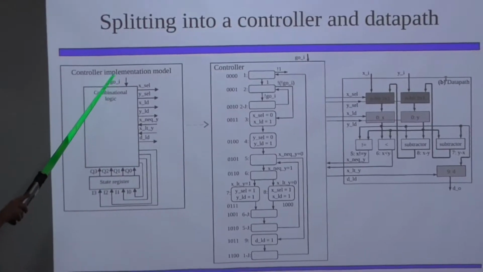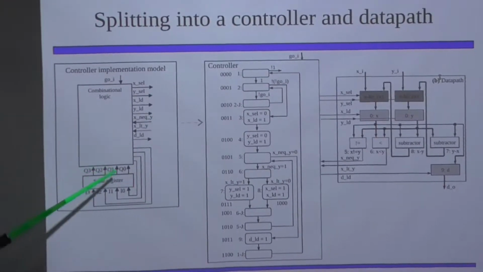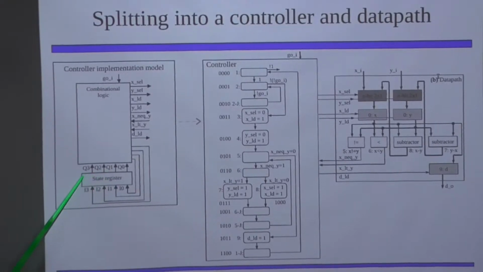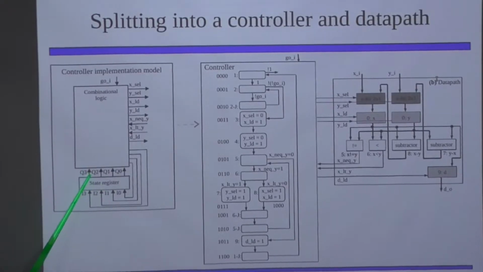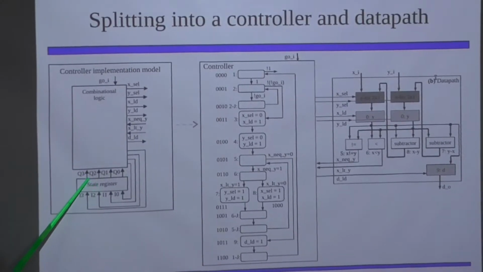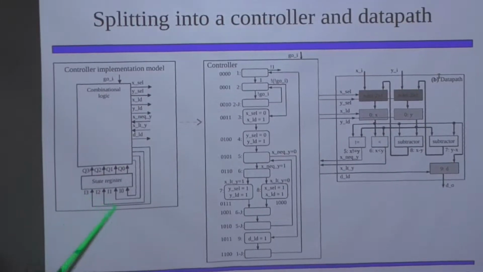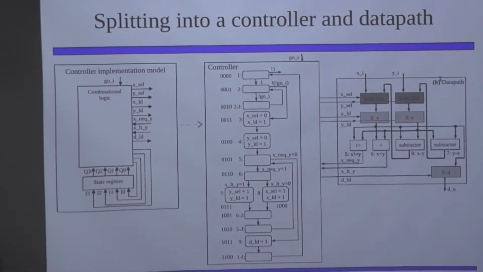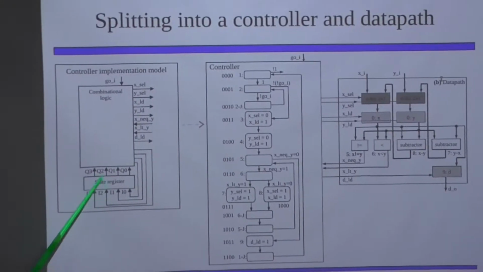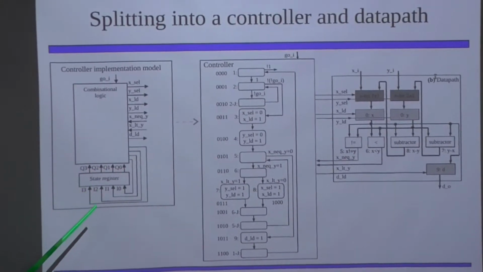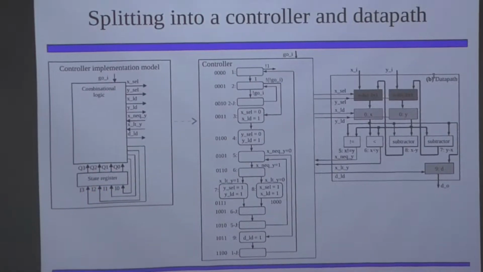So for our combinational logic in our controller, the outputs from the state register indicating the state value will be using the letter Q. Inputs to the state register will be using the letter I. So from the combinational logic's perspective, these Q signals are inputs, and these I signals are outputs.